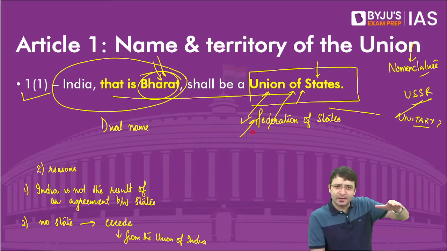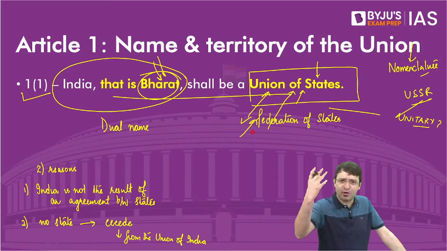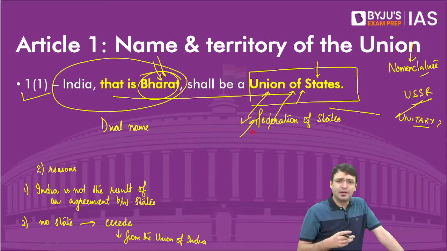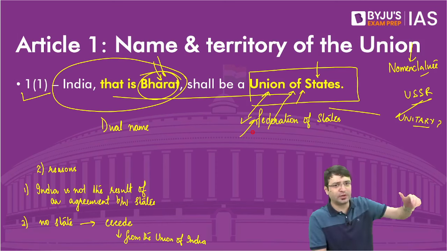In North America, there were 13 British colonies. Britain was the biggest colonizer of its times. It was under the British rule that there was a vast majority of Asia, Africa, as well as North America. Just like India was a colony of Britain, in the similar fashion, there were 13 British colonies in North America. Now, these 13 British colonies revolted.